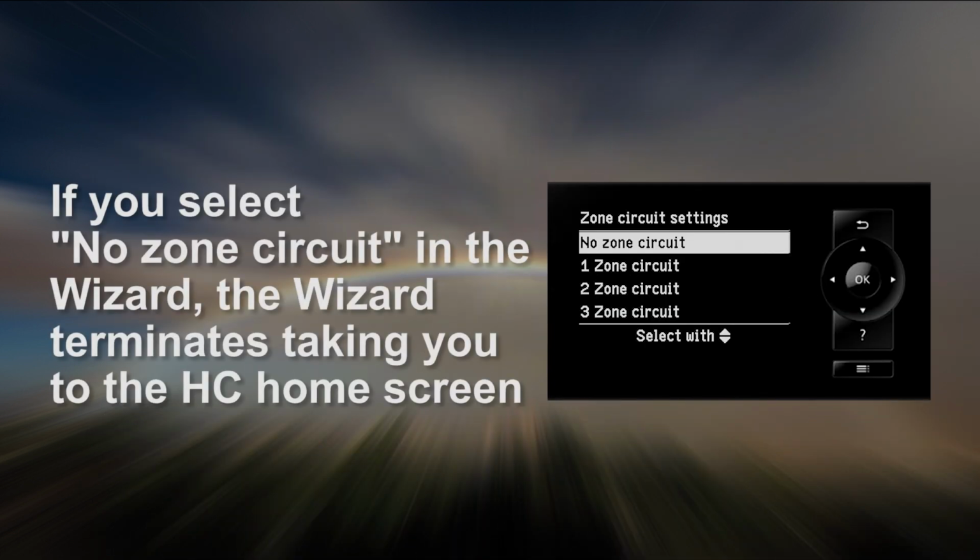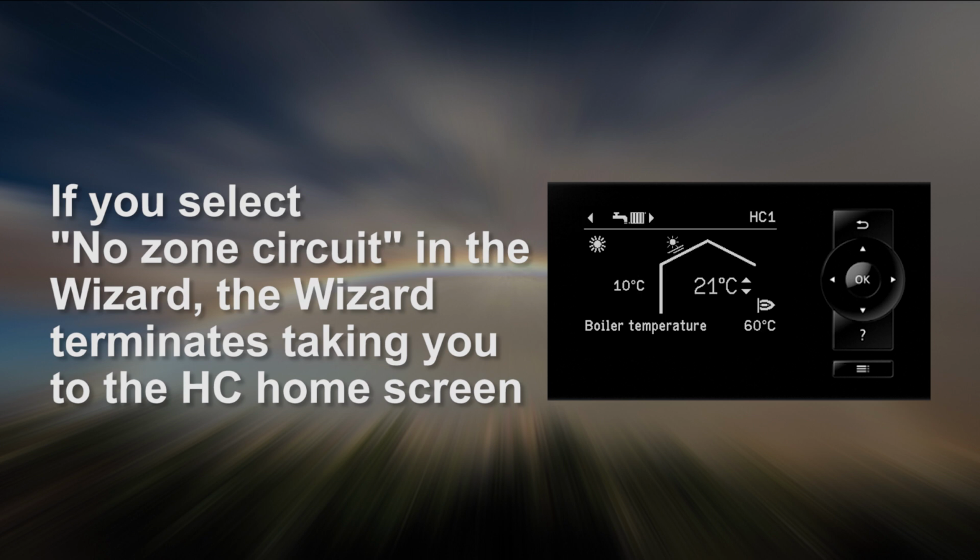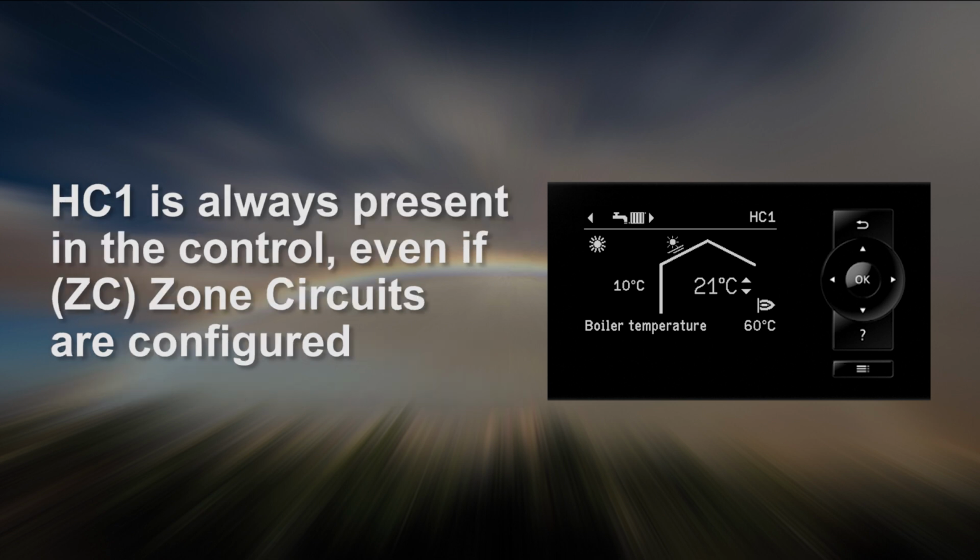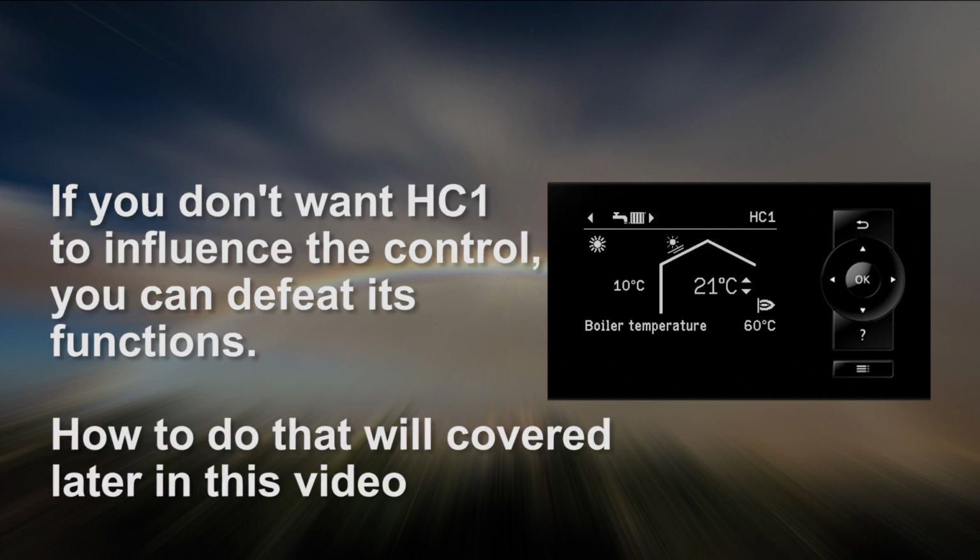If you select No Zone Circuit, the wizard terminates, taking you to the heating circuit home screen. Heating circuit 1 is always present in the control, even if zone circuits are configured. If you don't want heating circuit 1 to influence the control, you can defeat its functions. How to do that will be covered later on in this video.